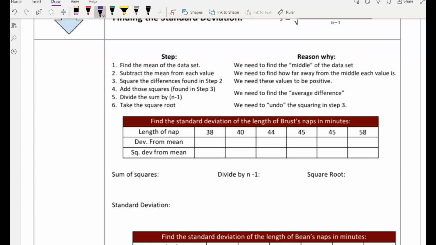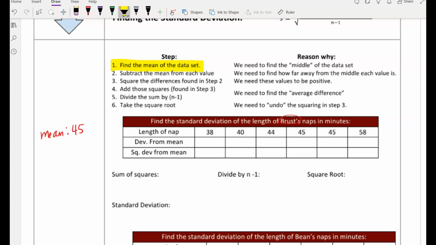I'll say again that you do not have to memorize these steps, but you should be able to follow the steps when they're given to you to determine the standard deviation. So let's go through this together. Our first step is to find the mean of the data set, and we've already done that. So I'm going to write this over here. Our mean was 45 minutes. And we're talking about Mr. Bruss' naps, and this was our first data set.